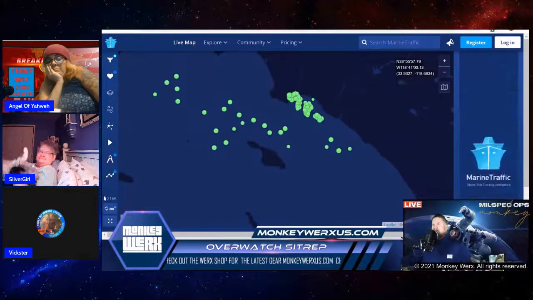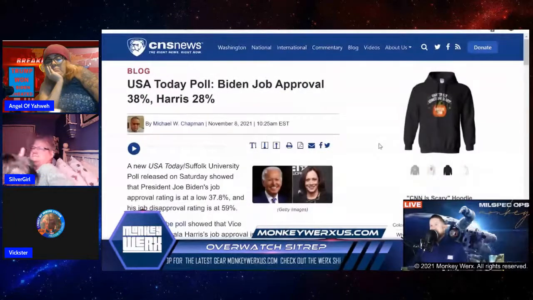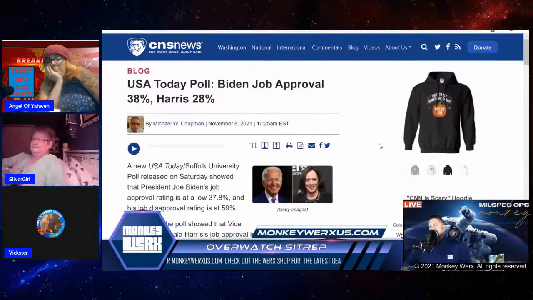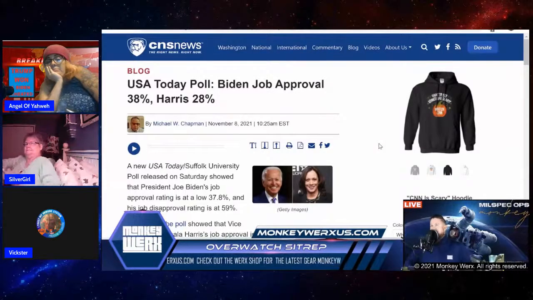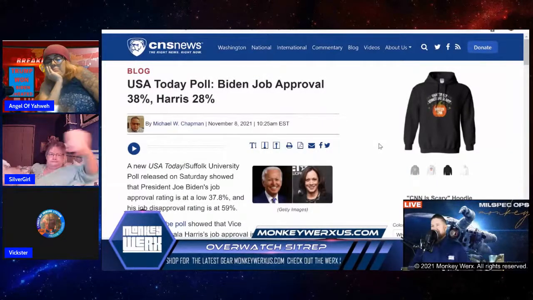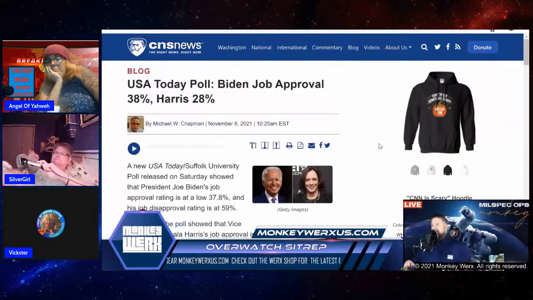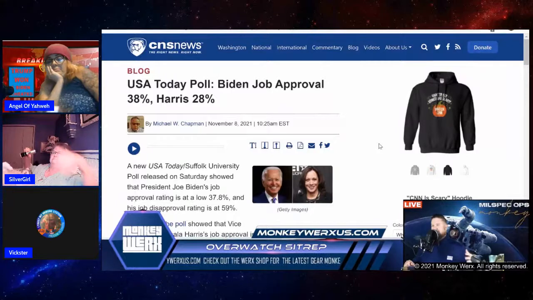So on that same note, speaking of incompetency, check this out. So this was a poll by USA Today on the Biden and the Harris job approval ratings. 38%. That's the approval rating. 38% and 28% by Harris. So, folks, the bottom hasn't even hit yet. I thought he was Mr. October, but I think he's going to outdo himself in November.